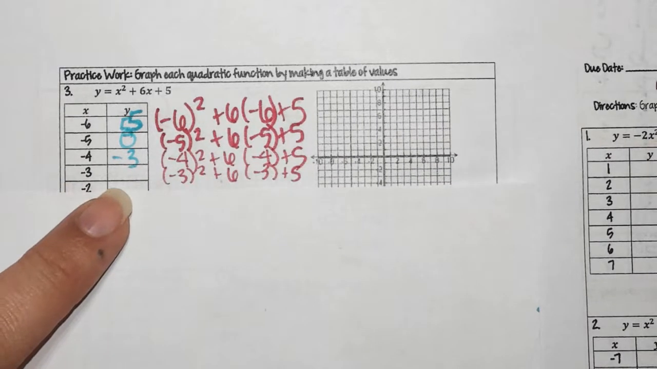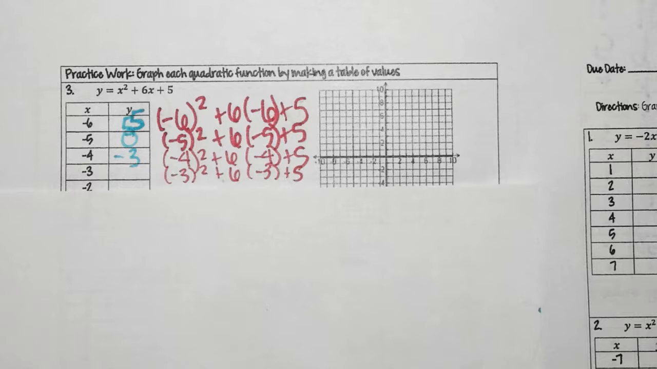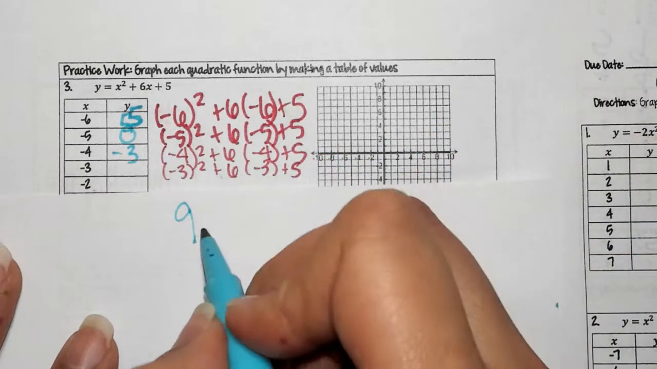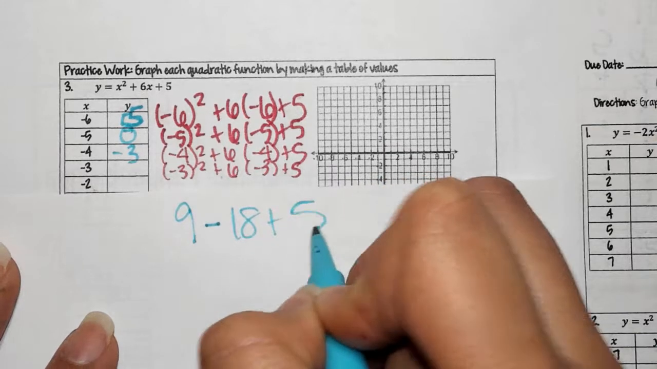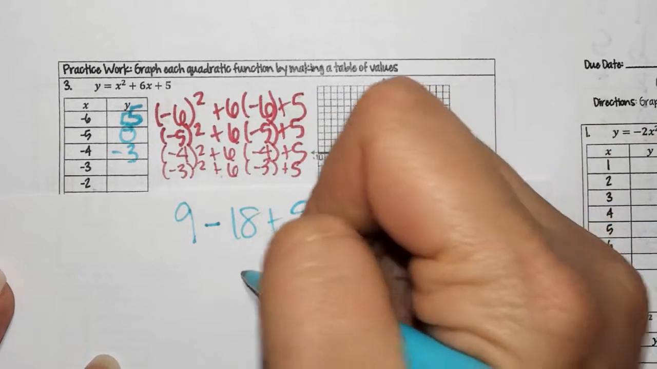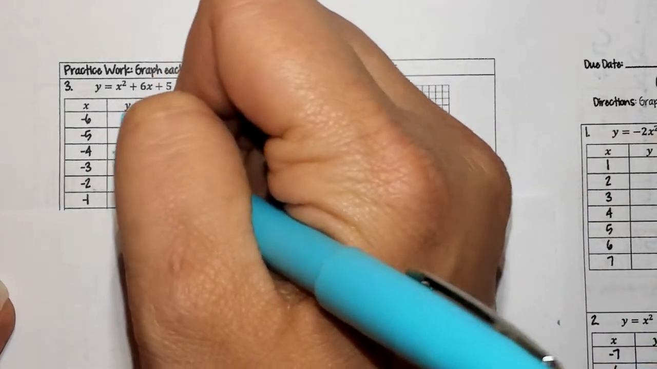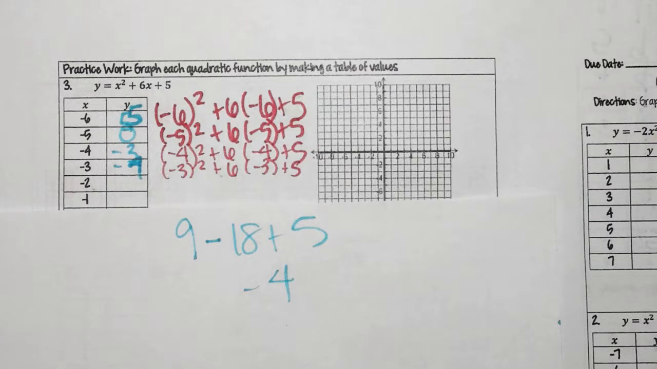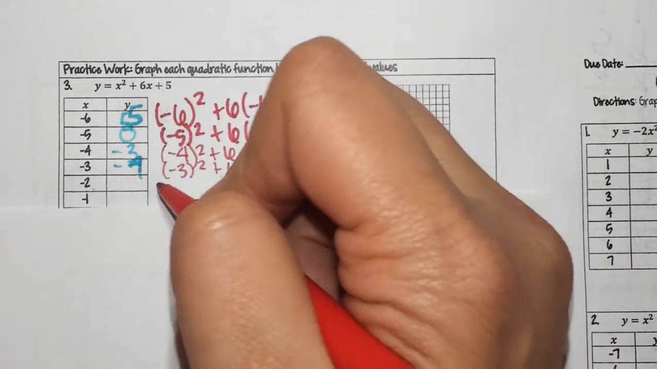All right, what's negative 3 squared? 9. All right, what's 6 times negative 3? Negative 18, plus 5. What's 9 minus 18? Negative 9. And negative 9 plus 5? Negative 4. Ooh, I'm getting the hang of this now, look.